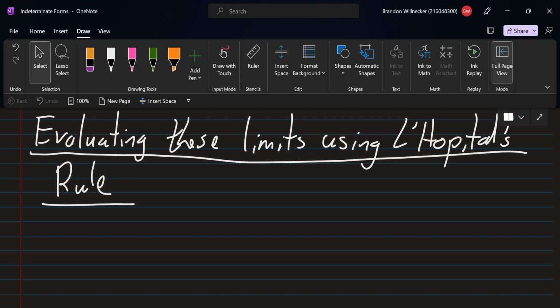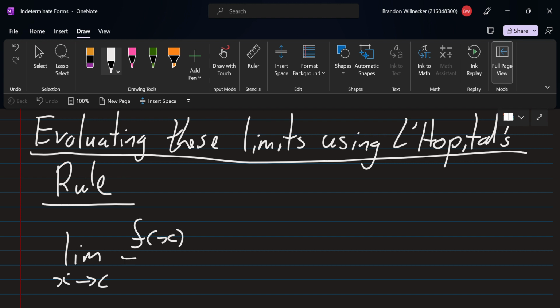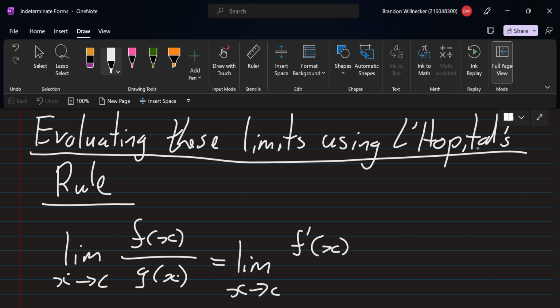How do we apply L'Hopital's rule? It's very simple. We have the limit as x approaches c, some value, so it could be going to 0, could be going to 1. That just depends on the question. f of x over g of x. This is equal to, by L'Hopital's rule, we have this equivalence. Limit as x approaches c of f prime of x over g prime of x.